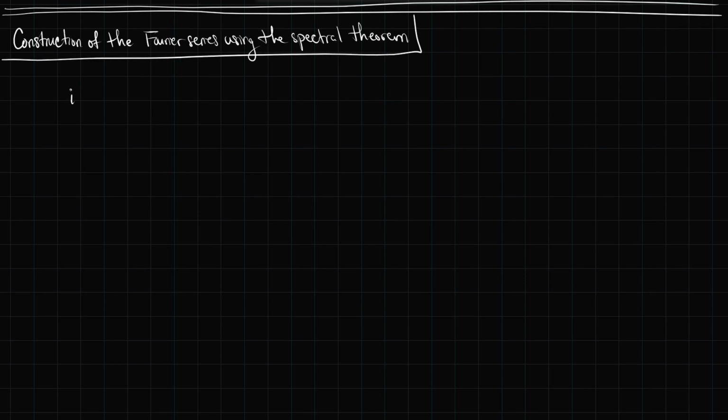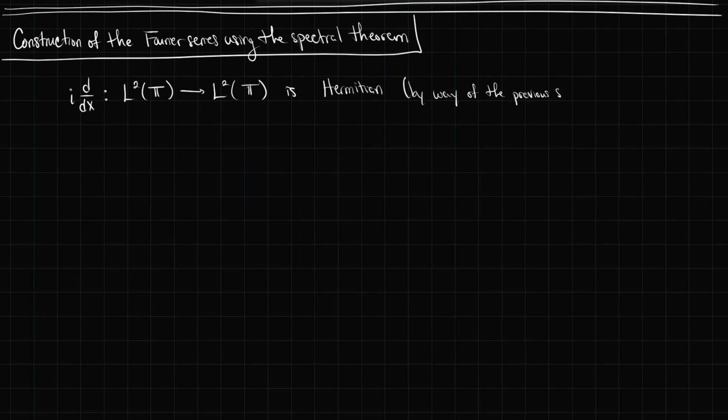So we're just going to start with the operator i d/dx, and it's going to map L2 of the torus to L2 of the torus. It is Hermitian by way of the previous section. I proved this for all of you in the previous section, so if you forget where that was, just go to the previous section and find it. So this is Hermitian. Therefore, there is an orthonormal basis of eigenvectors. But vectors in our vector space of L2 on the torus are functions.